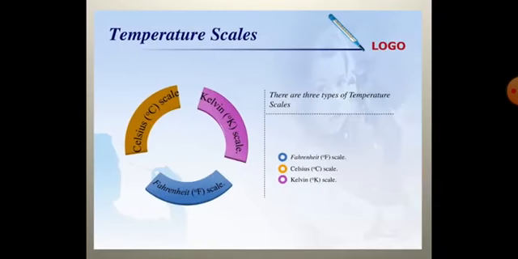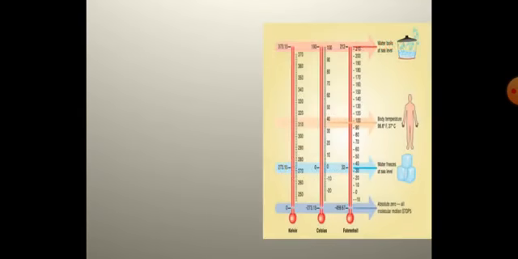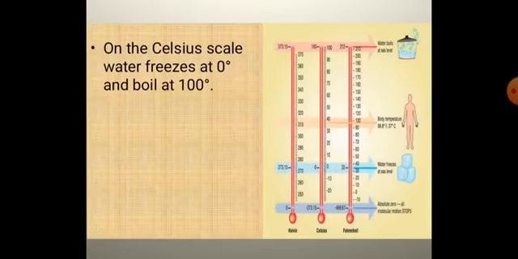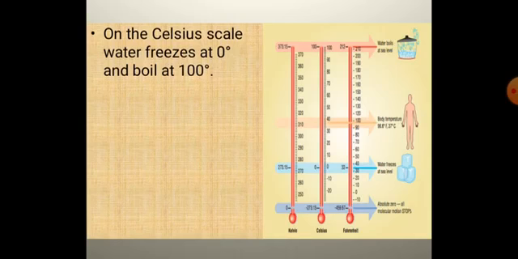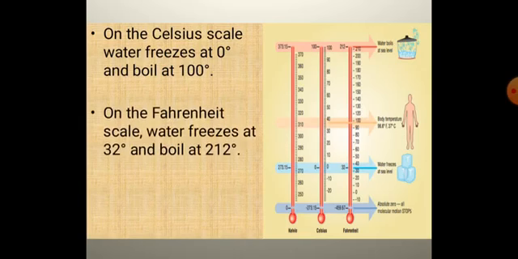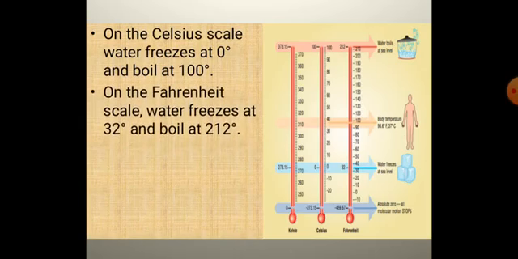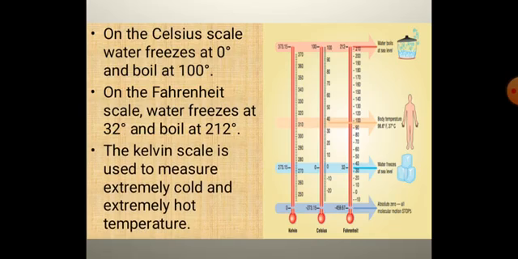Our temperature scale. There are three types of temperature scale: Fahrenheit scale, Celsius scale, and Kelvin scale. On the Celsius scale, water freezes at 0 degrees and boils at 100 degrees. On the Fahrenheit scale, water freezes at 32 degrees and boils at 212 degrees. The Kelvin scale is used to measure extremely cold and extremely hot temperatures.